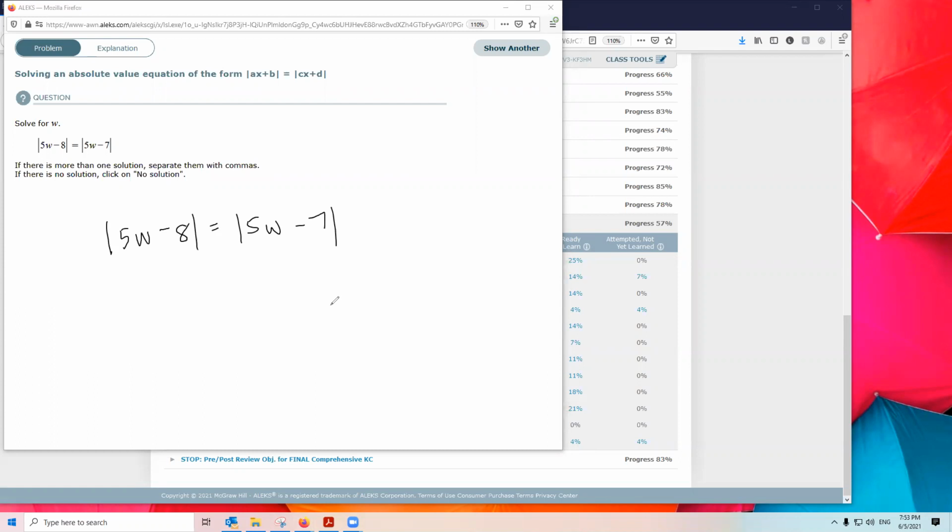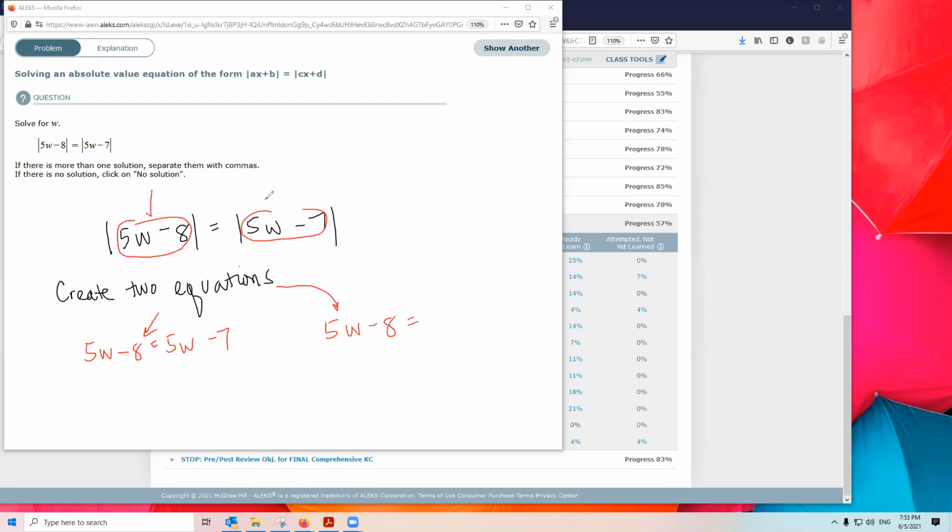All right, here's the way I'm going to solve this. I'm going to create two equations like we were just talking about. The first equation is I'm going to take what's inside this bar and set it equal to what's inside that bar. And I'll come back and solve that equation in a second. The second equation is where I take what's inside this absolute value bar and set it equal to the negative of what's inside the other bar like that.